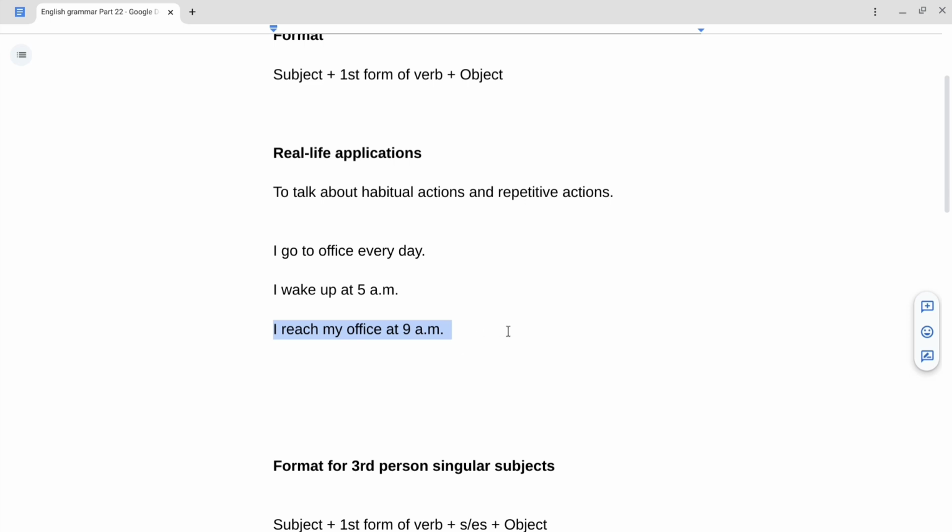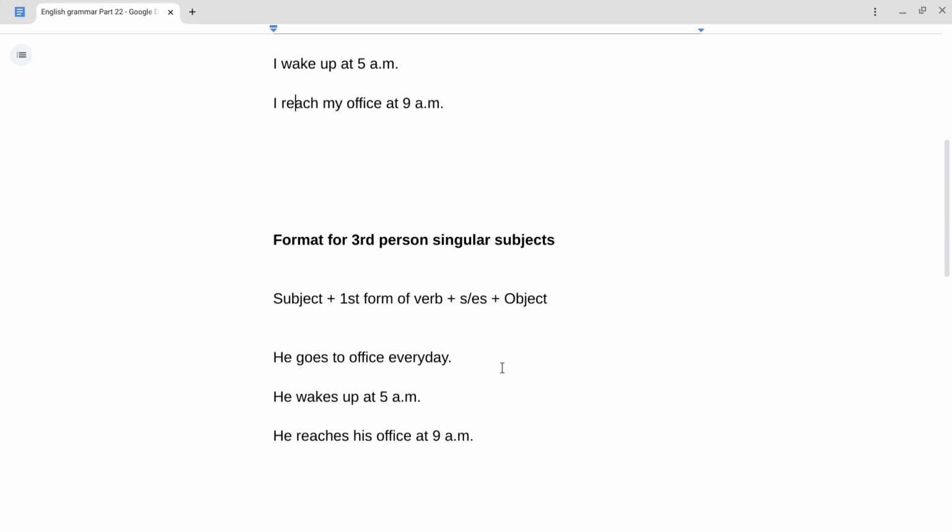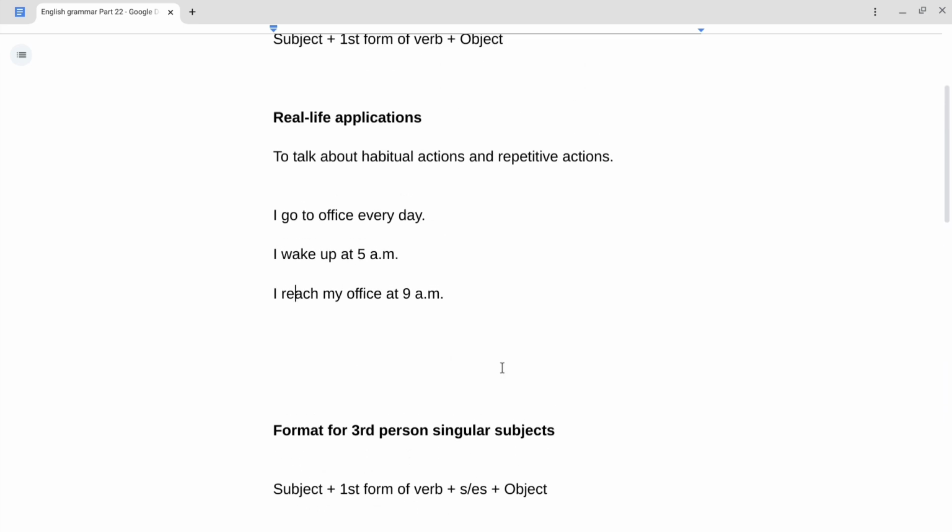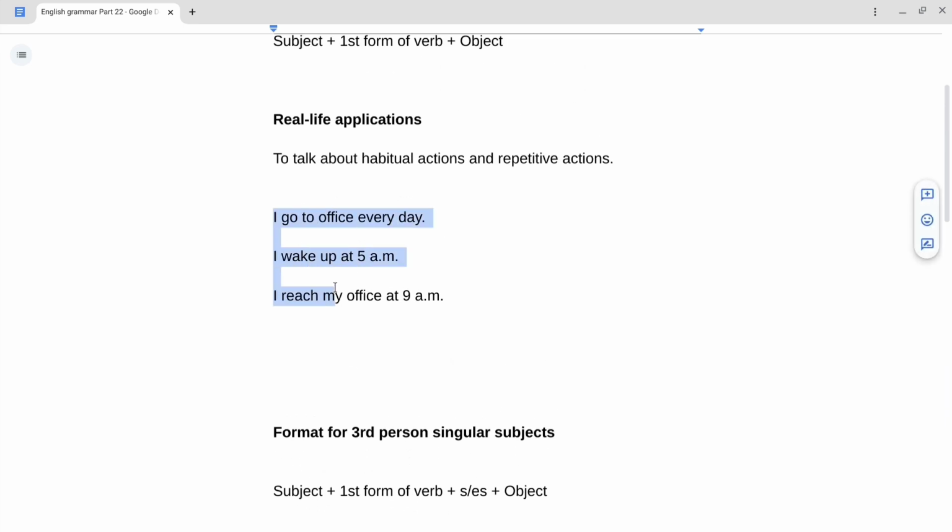So I reach my office at 9 a.m. means you have a habit of reaching your office at 9 a.m. 9 a.m. is the time when you reach your office every single working day. Got it? That is the reason why it's a habitual action. It is a repetitive action. That is what you do every day. That is why we use the first form of verb reach. Is it clear? So let us continue. Before we continue, we are using here the first form of verb.